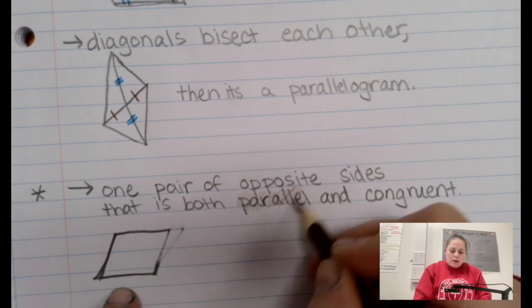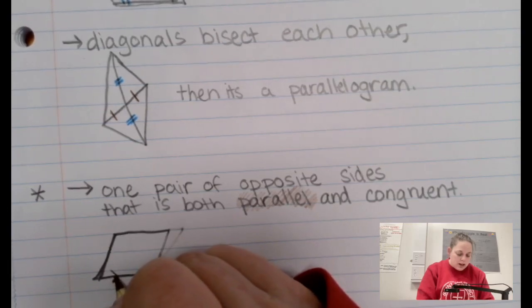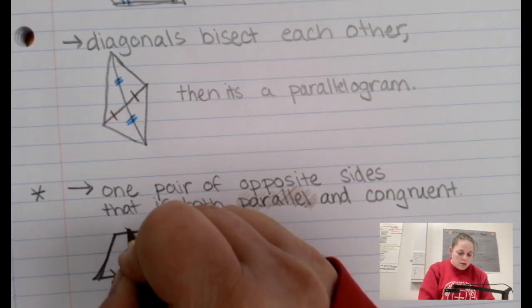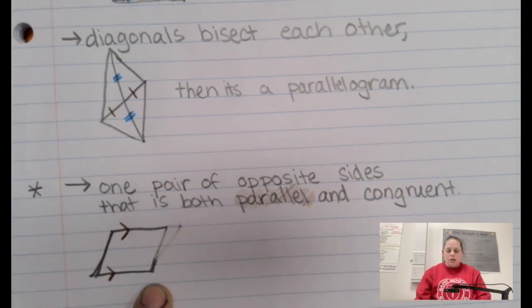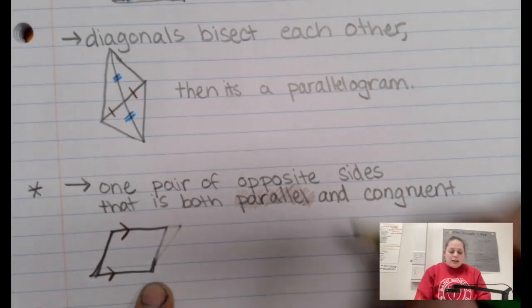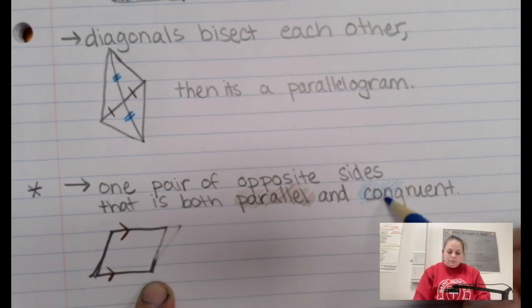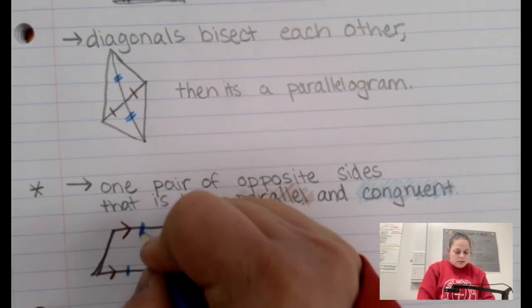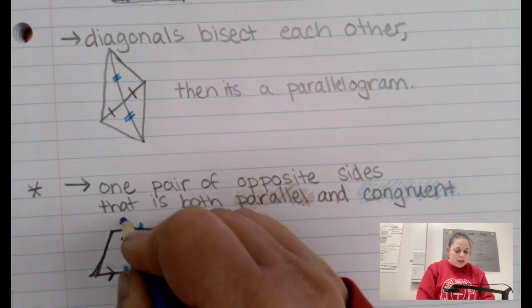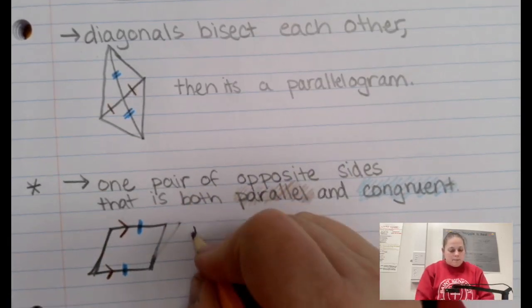So as I look at parallel, parallel means that they are running in the same direction. And we usually see that with those arrows. Remember, arrow, arrow. And that shows they're running in the same direction. They'll never touch. And it has to be congruent. And congruent means that they are the same. So this is the same as this. So we see the tick marks and we see that parallel line. Then it's a parallelogram.